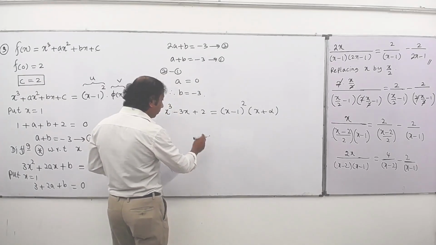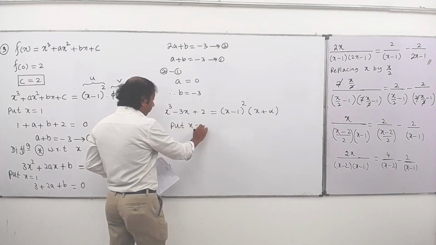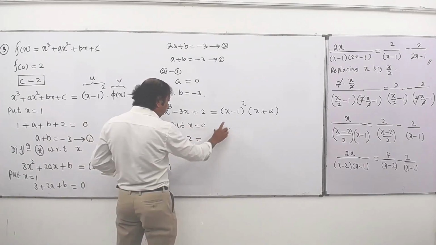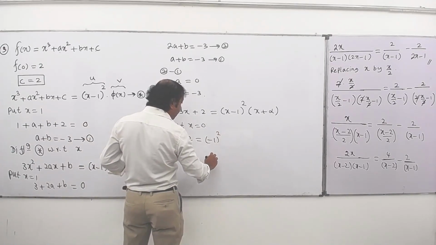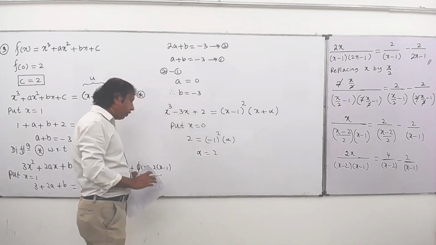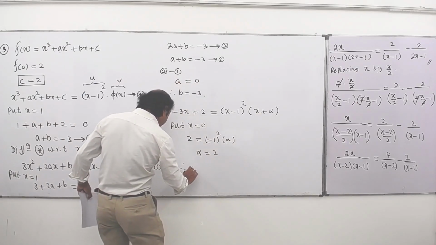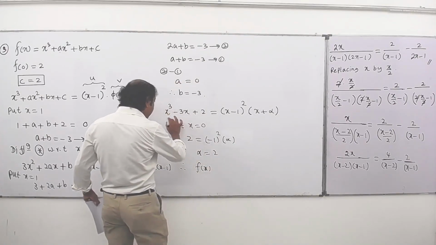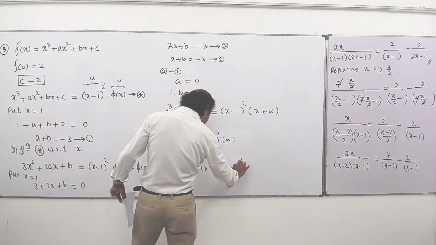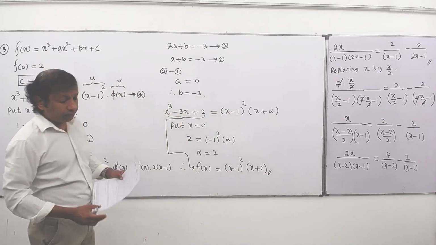Put x equals 0, people. Then we get, what do you get there? When you put x equals 0, left hand side 2, right hand side minus 1 squared, alpha. Alpha should be what, people? 2, no? Minus 1 squared is 1, alpha is 2. Then put that here. Therefore, we can write f(x) is equal to (x minus 1) perfect squared into (x plus alpha), which is x plus 2. This is how we take the terms.